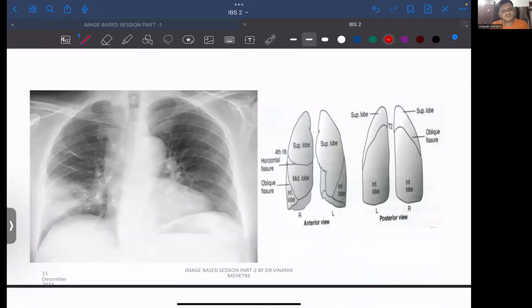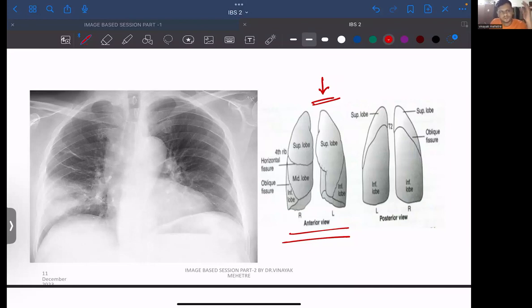Then comes a difficult question: which lobe is involved in this pneumonia? They will give pneumonia features and ask which lobe is involved. What do you think? There is no trick. You have to remember it carefully. This is a PA view. PA view means from the back side to the front side. The X-ray which we are seeing is actually taken from the back side. So you need to remember the lobe which we see from the back side.